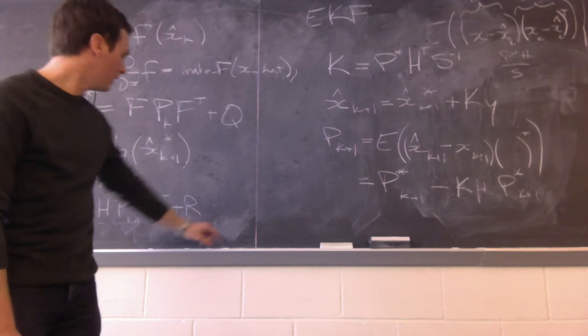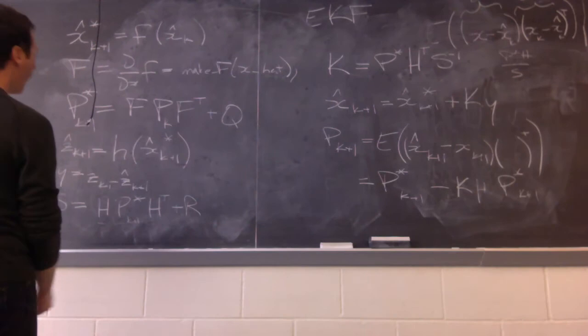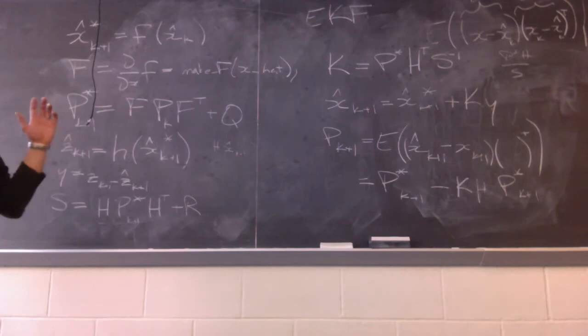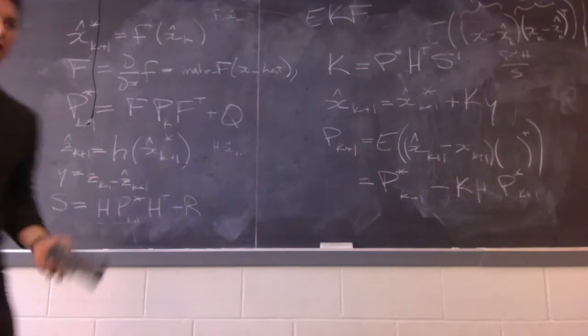If you want to look at a Kalman filter, you keep everything exactly the same, except this equation becomes, instead of a nonlinear function, just H times x. Linear, yay. And this becomes F times x. Linear again, no big deal. So that's the actual Kalman filter. The actual Kalman filter is kind of trivial, though, by comparison. This gets 100% of the ideas.